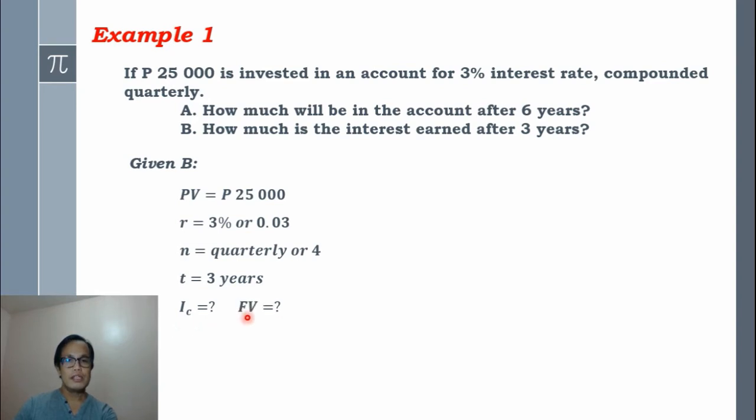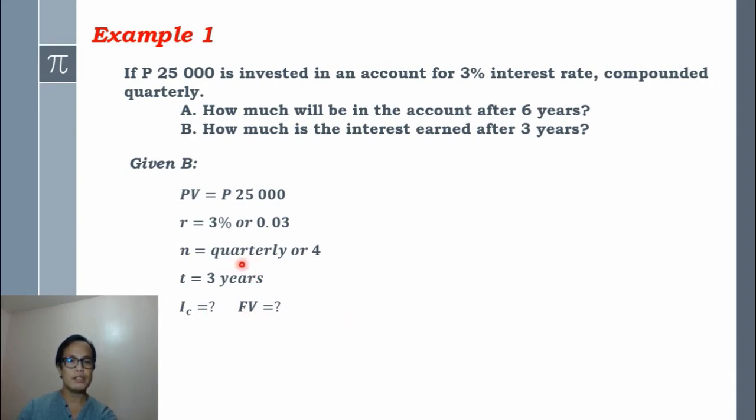Now, since we have to solve for the compound interest, we cannot solve for it without first solving for the future value. We need to solve first for the future value because the compound interest is equal to the future value minus the present value. So we need to solve first for the future value before we can solve for the compound interest.